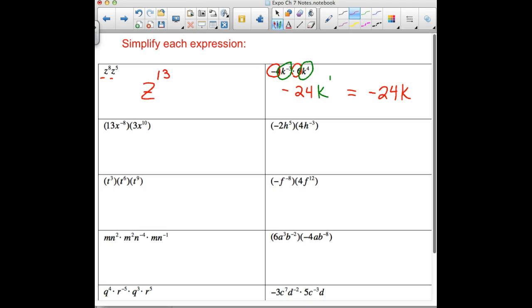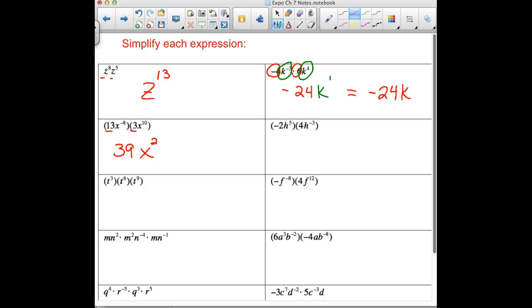All right, our next one. Again, we have some coefficients. We are going to have to go ahead and multiply those together. 13 times 3 is 39. And then our x's. We do have that common base of x. We can add the exponents. Negative 8 plus 10 would be 2.